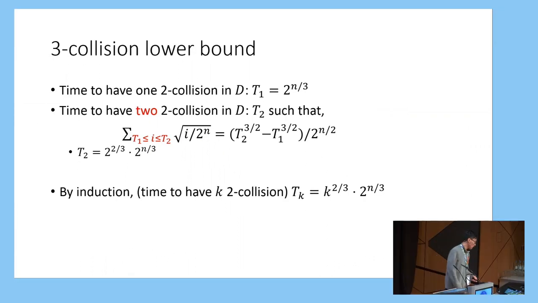Okay. So let's briefly talk about how to extend the idea to three collisions and even to any constant number of collisions. Let T1 be the time to have one collision in the database, which we have already proved. And let T2 be the time we have two collisions in the database. And also, we can define TK to be the time to have exactly k two-collisions. However, it's a little bit informal because it's still possible to have k collisions just after k queries. So we solve the equation and we know the formula of TK.